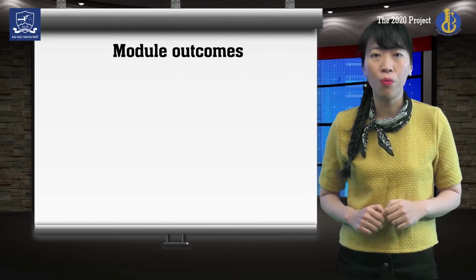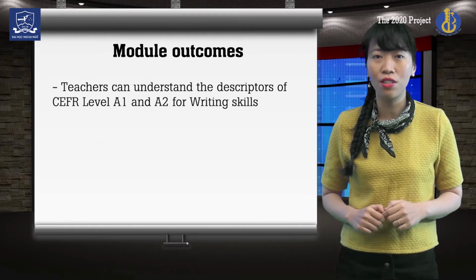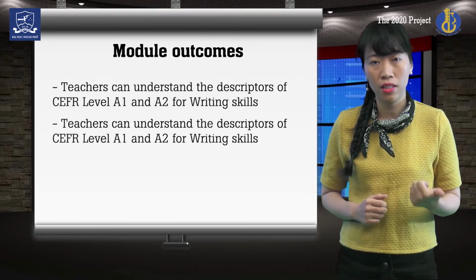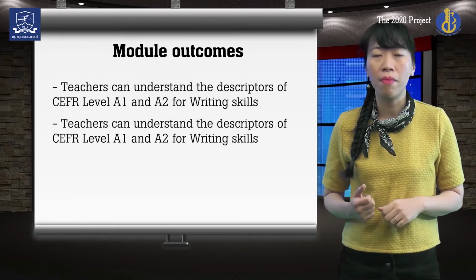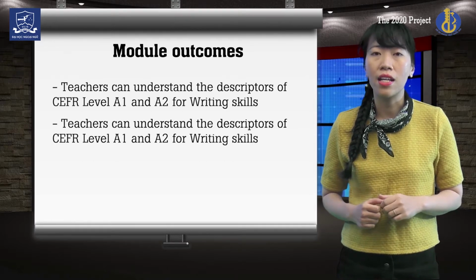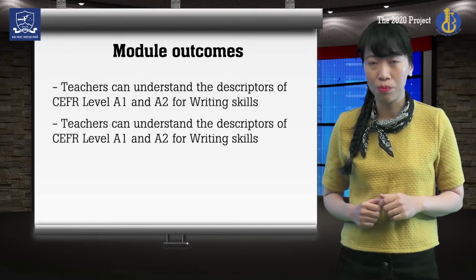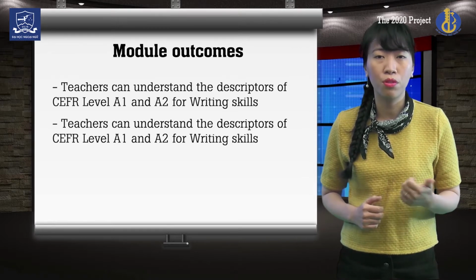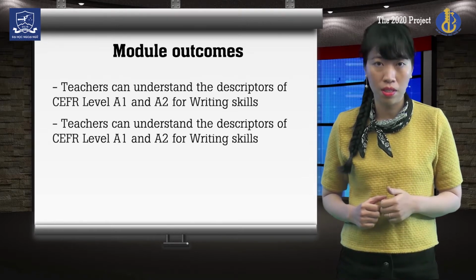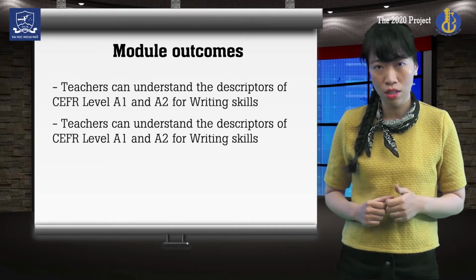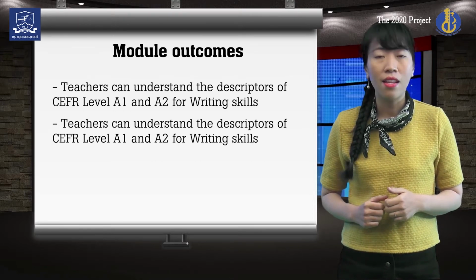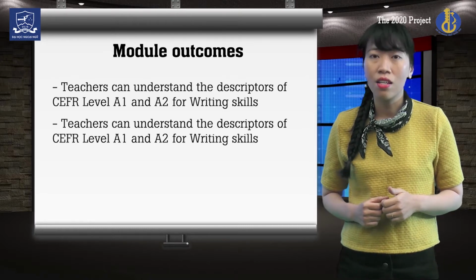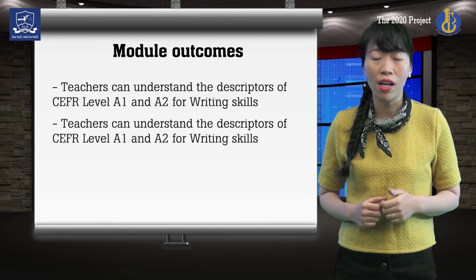As usual, we break the content for each skill into two modules. The first one will be about level A1 and A2. The next one will be about more difficult levels, that is B1 and B2. By the end of this module, teachers will be able to understand the writing descriptors at level A1 and A2 of the CEFR, then apply this knowledge to assess the students' writing to see where the students are in writing skills.